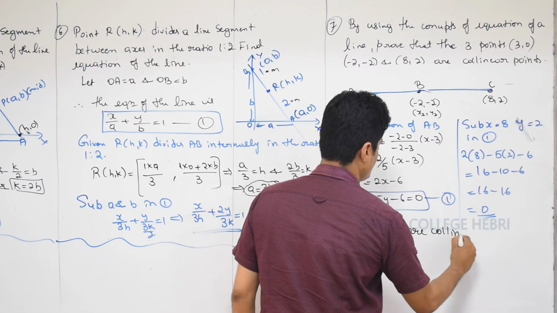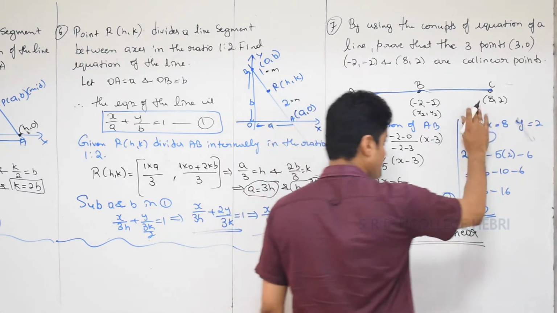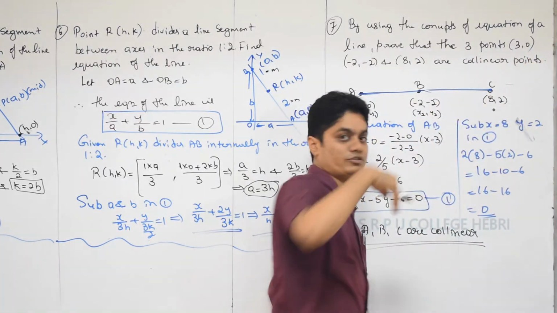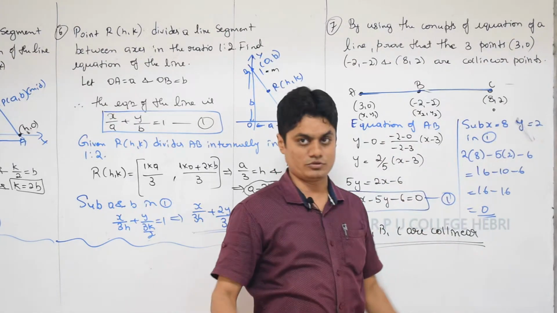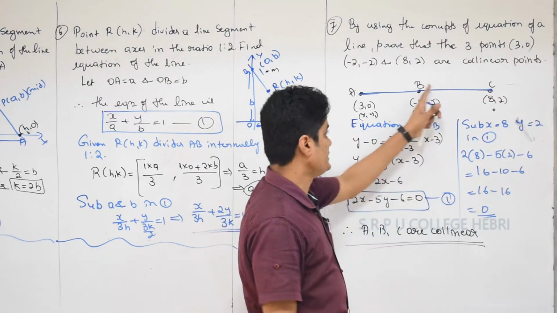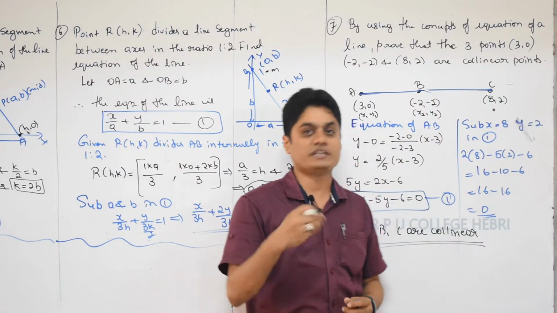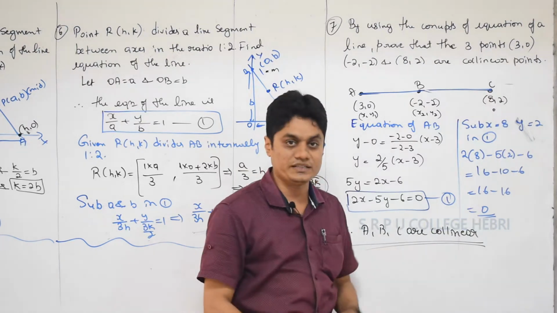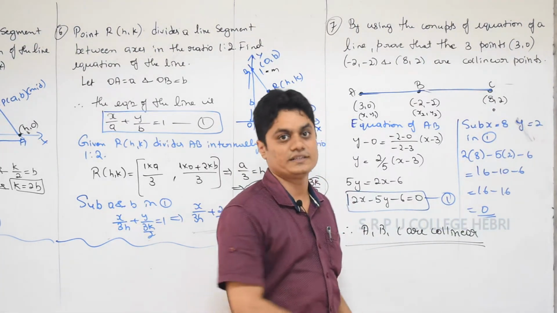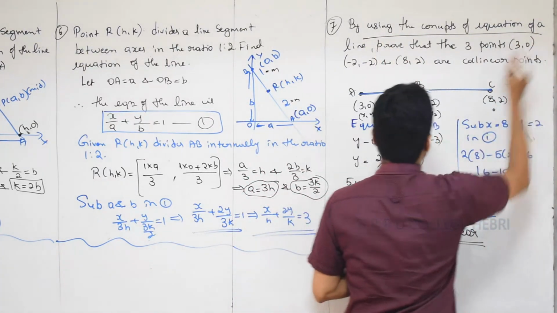We didn't use any other previous method to prove 3 points are collinear. It has to satisfy. Suppose it doesn't, definitely it won't satisfy: the line will go like this, and if the point is here, these 3 points are not collinear. Collinear means all the 3 points should be in the same line. Construct an equation using any 2 points. Substitute the third point in the equation of the line. If it satisfies, you can write the conclusion that ABC are collinear. If it does not satisfy, ABC are not collinear. So here they ask to use the concept of equation of the line.